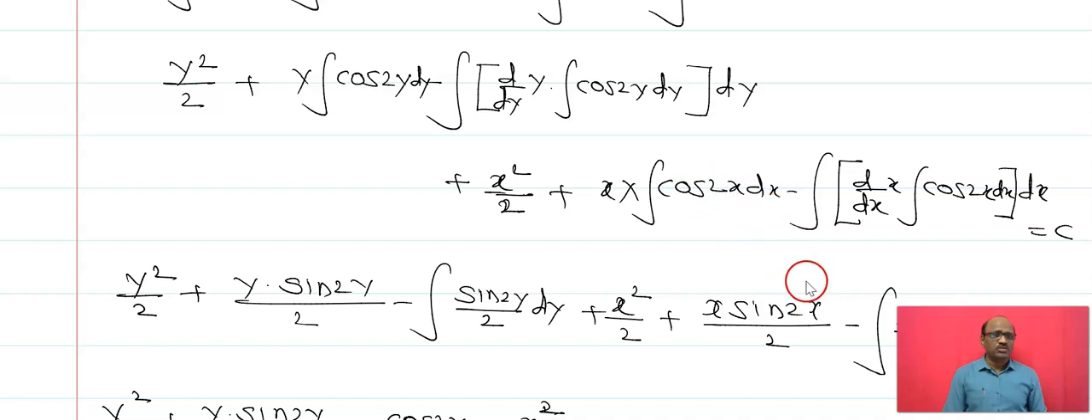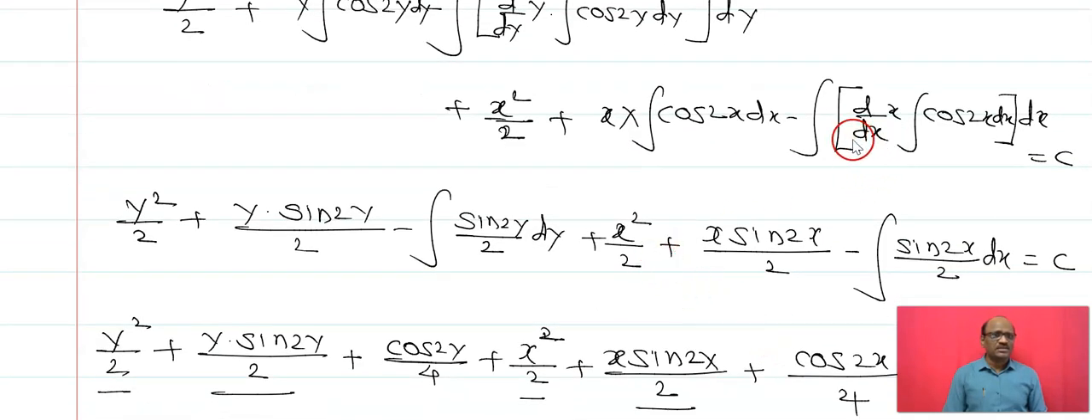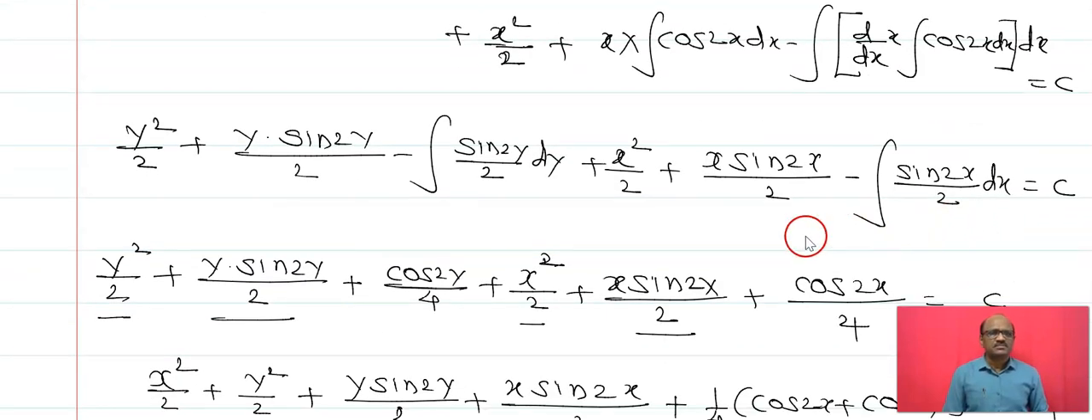The integral of cos 2x is sin 2x upon 2, times x, and the derivative of x is 1. What is the integral of cos 2x? It is sin 2x upon 2 into dx, that equals c.